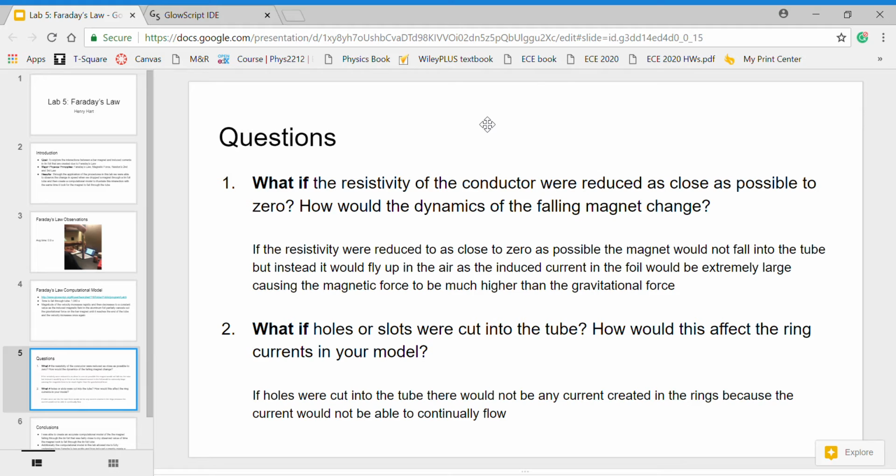What if holes or slots were cut into the tube? How would this affect the ring currents in your model? If holes were cut into the tube, there would not be any current created in the rings because the current would not be allowed to continually flow.